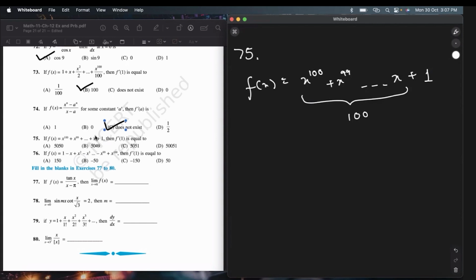So this one is the question. Okay, so if I differentiate it with respect to x, what will I get? I'll get 100 times x^99 plus 99 times x^98, and this thing will go on till where? Till 1. This one will be 0. Sorry.